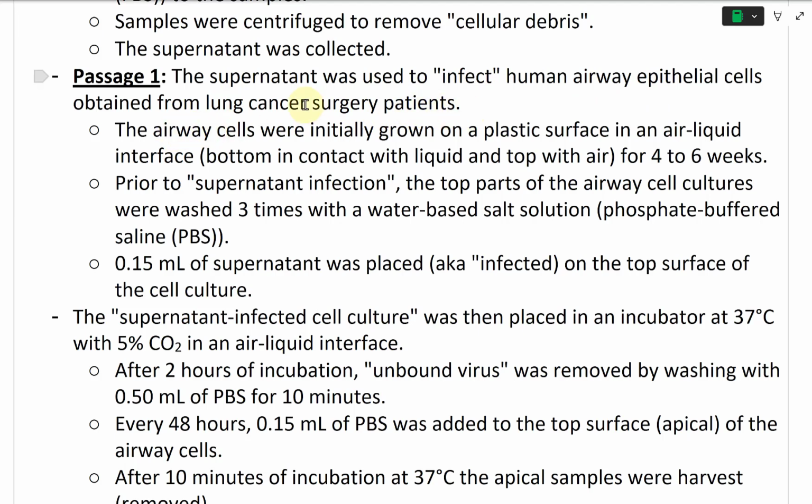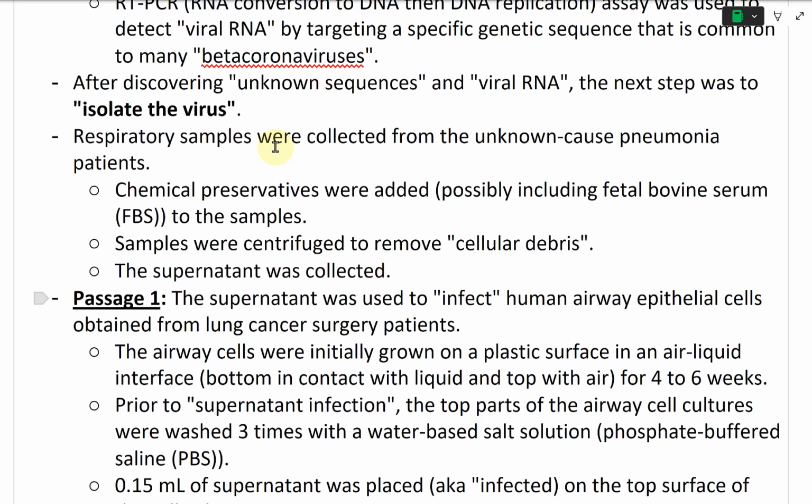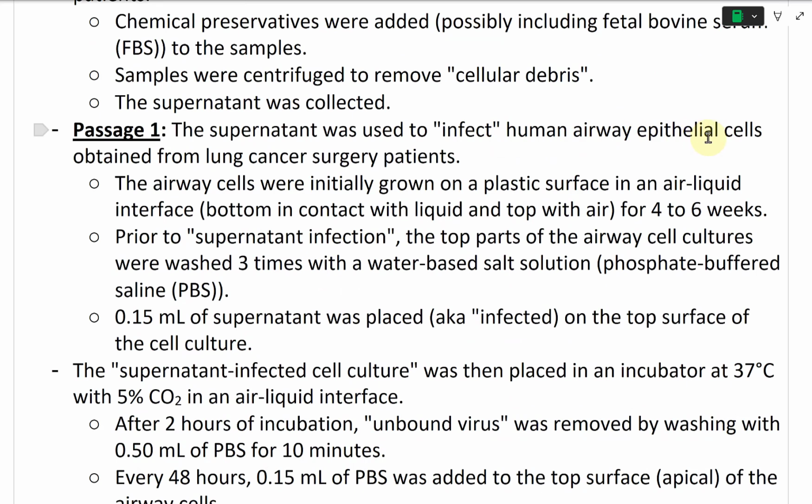And the next step was the airway cells right here. Again, the supernatant from the patient samples was used to infect these human airway epithelial cells grown from lung cancer surgery patients. The airway cells were initially grown on a plastic surface in an air-liquid interface, bottom in contact with liquid and the top with air, for 4 to 6 weeks.